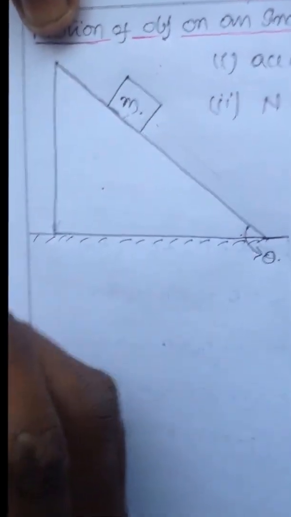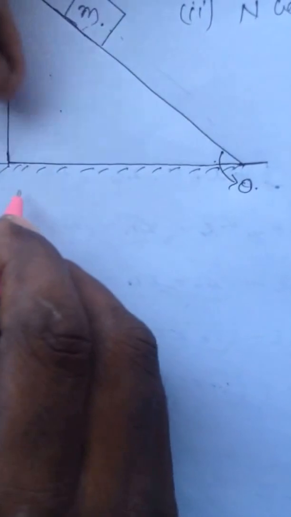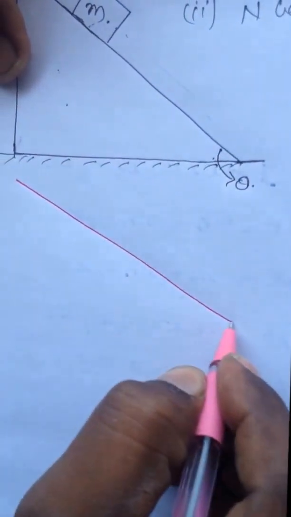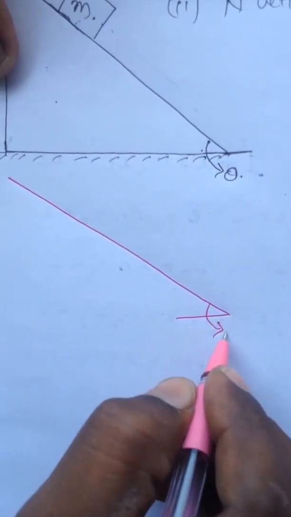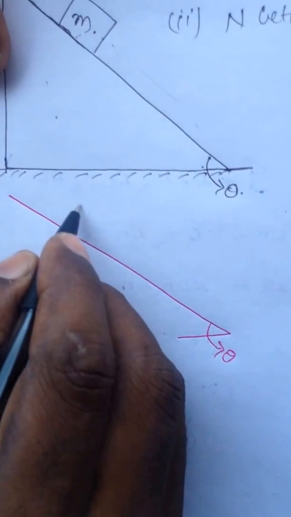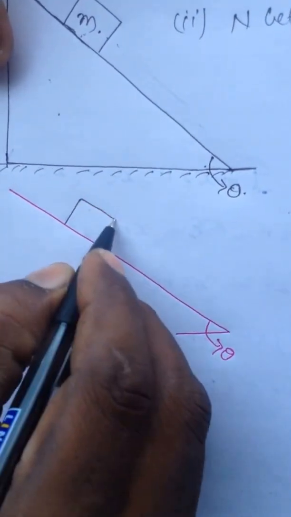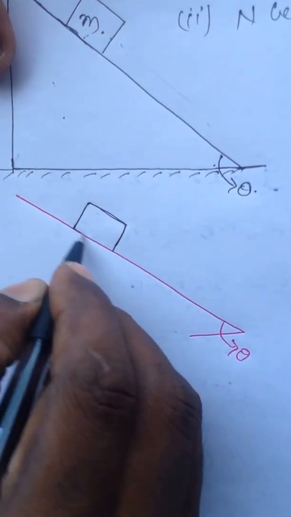Okay, so to find out the acceleration of the object down the incline, let us consider the free body diagram of the block. What is a free body diagram? A free body diagram is nothing but the diagram in which we represent the different forces acting on the object. Here the system of my interest is the block, that's why I am drawing it in black color. So this is the system of my interest.